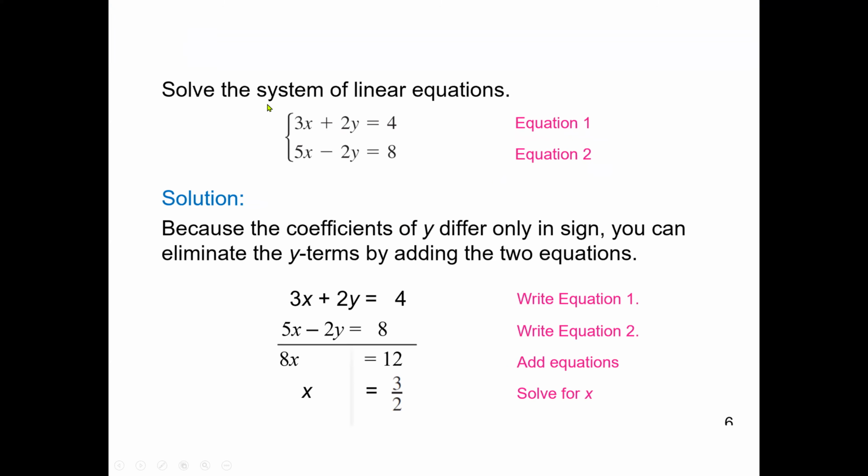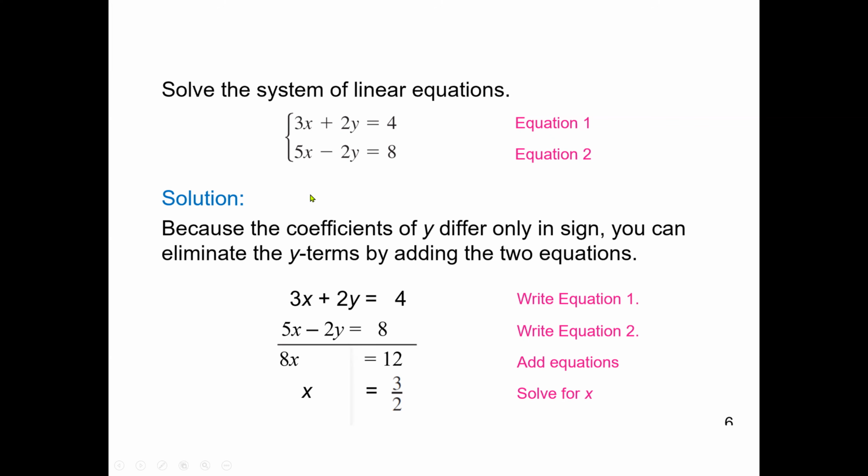So here also we say solve the system of linear equations. The same question here. Now, because the coefficients of y differ only in sign, you can eliminate the y terms by adding the two equations. The fastest way to solve this is that in the first equation we have plus 2y and in the second equation we have minus 2y. So we don't need to multiply by anything. We can just go ahead straight and combine.